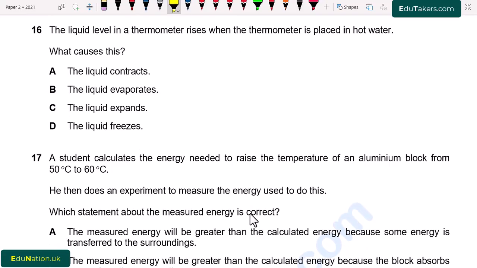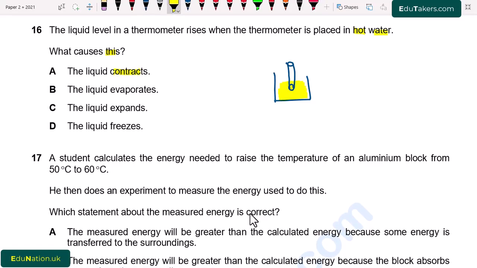Question number 16. The liquid level in a thermometer rises when the thermometer is placed in hot water. What causes this? So first of all, we have a thermometer and there is a beaker that consists of hot water. The temperature of this water is very high. When I place a thermometer in this hot water, then what will happen inside the thermometer? Because inside the thermometer there is a liquid.